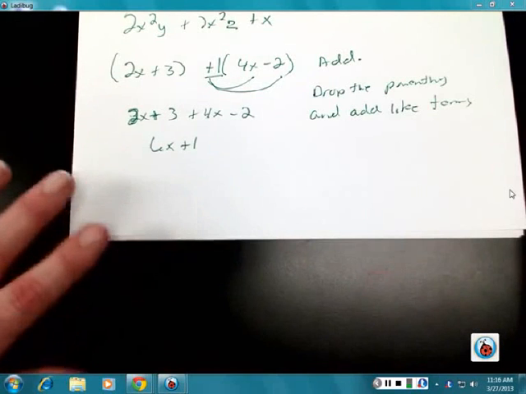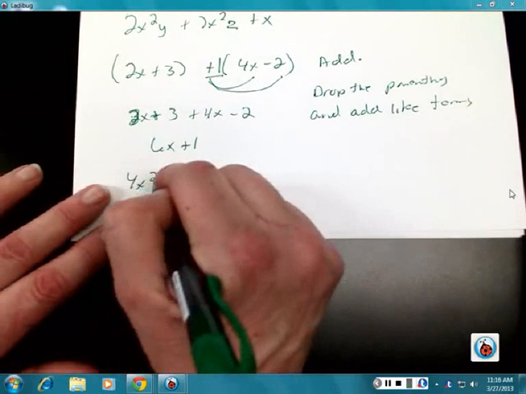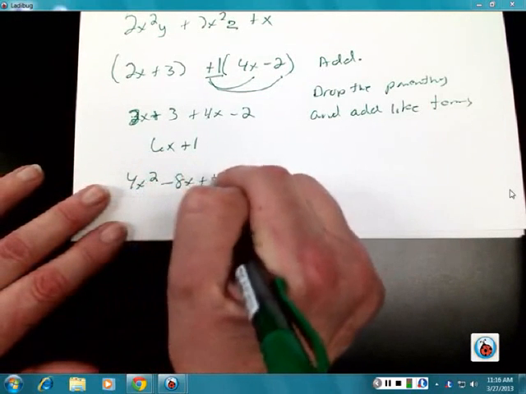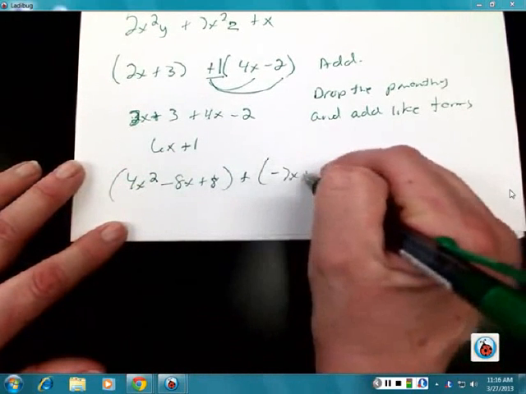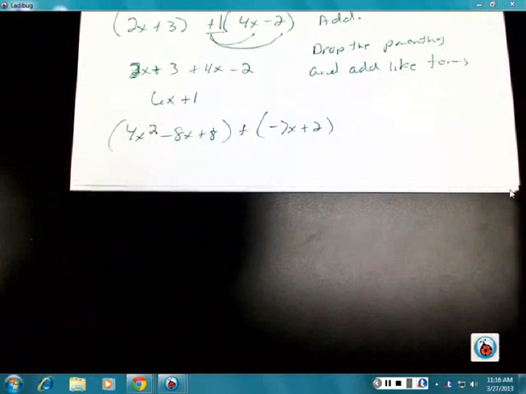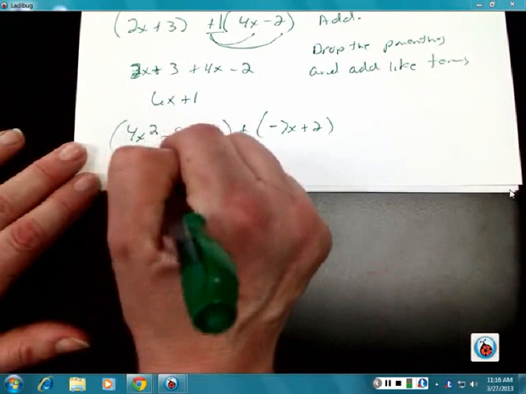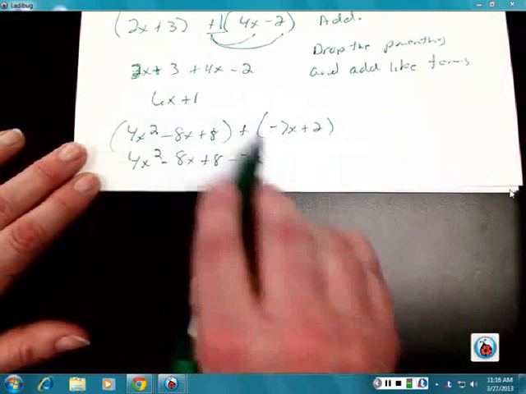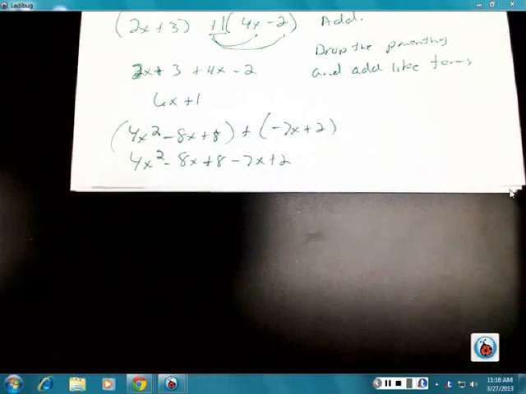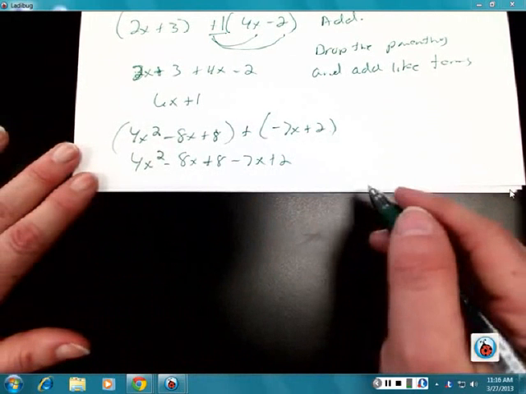So how about this one? 4x squared minus 8x plus 8 in parentheses plus negative 7x plus 2. What happens to it? Oh, drop my parentheses. Gives me a negative 7x and a positive 2. So what comes out of all that when I'm all done putting it together? You can do the negative 8x and the negative 7x. Uh-huh.